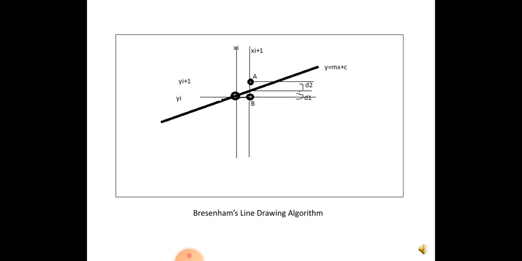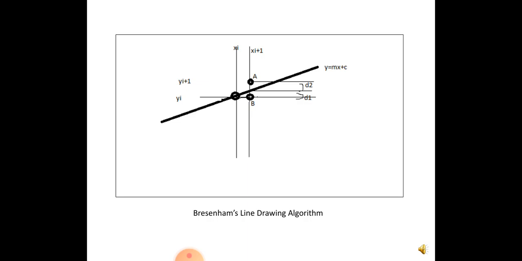Now remember one thing before we proceed with Bresenham's line drawing algorithm. It is used to draw lines which have slope greater than or equal to 0 and less than or equal to 1. The slope of the line should be greater than or equal to 0 and less than or equal to 1. Means what? What is the slope? What is the equation of the slope of the line? M is equal to dy by dx.